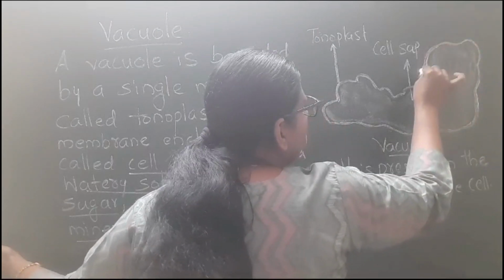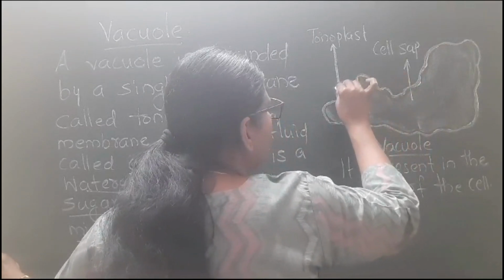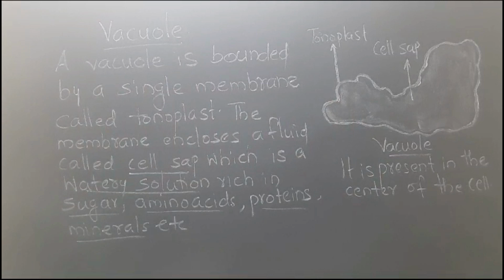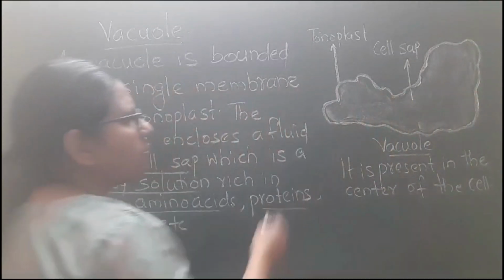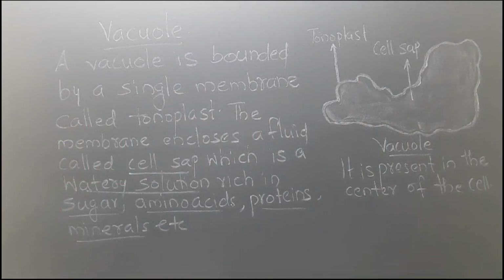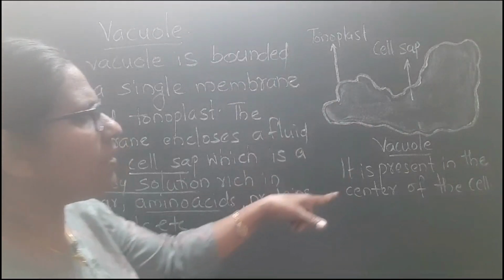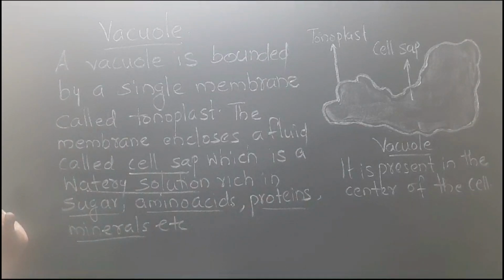This membrane is called tonoplast. And inside the membrane, a fluid called cell sap, which contains sugar, amino acid, proteins, minerals, etc. Actually, it is a watery solution. It is a fluid, and that is rich in sugar, amino acid, proteins, minerals, etc. These vacuoles are present in the center of the cell, which pushes all the other parts towards the wall of the cell.